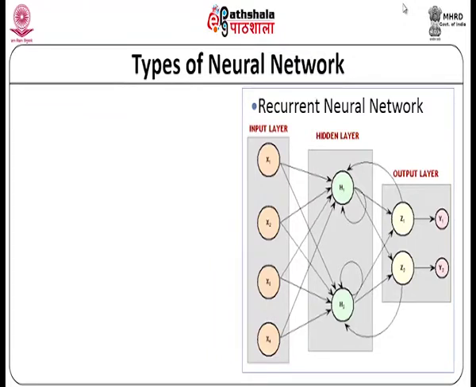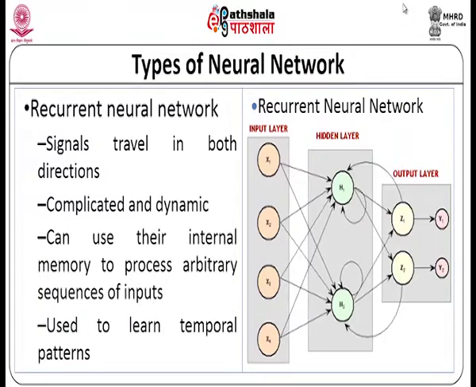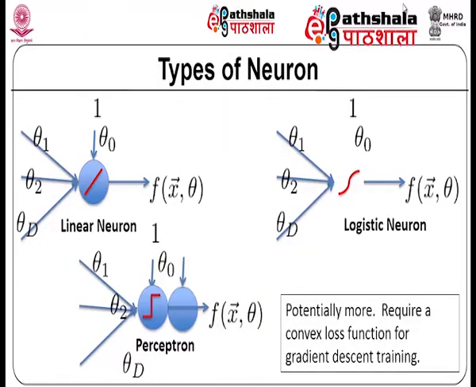The next type of neural network is called the recurrent neural network. In the recurrent neural network, the signal travels in both directions, from input to output and output to input. It is complicated and a little bit dynamic, and can use internal memory to process an arbitrary sequence of inputs. It is used to learn temporal patterns, where time becomes important; the feed forward one was used for patterns, this is used for temporal patterns. You will see that from the output layer back to the hidden layer, there is some feedback going on. That is the major difference, and that is why we say the signal travels in both directions.